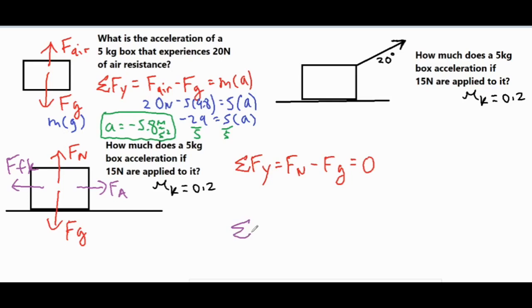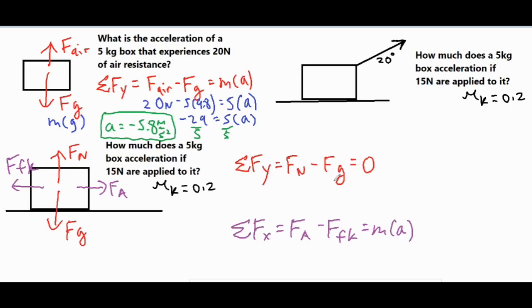Now for the forces in the x direction, okay, we have Fa as our driving force, and then the force of friction counteracting it, and that equals m times a. That will have some kind of a value that we are looking for. So let's go ahead and plug in these values.